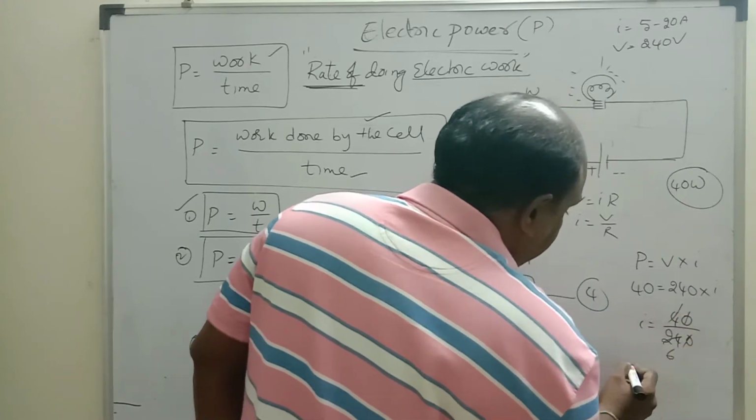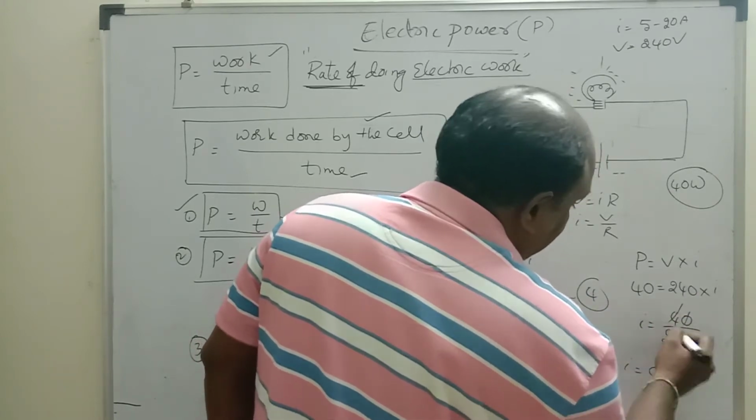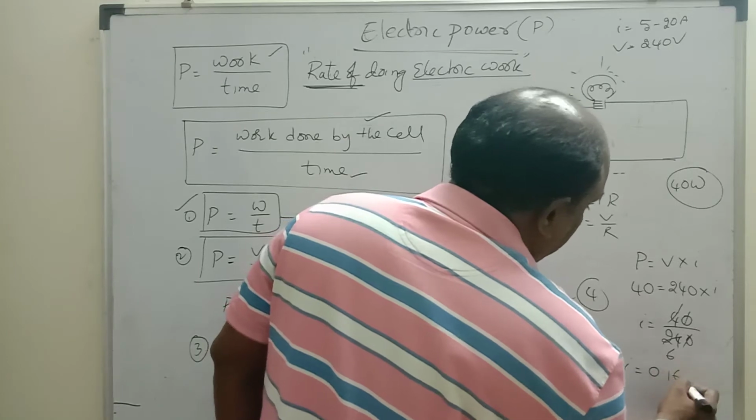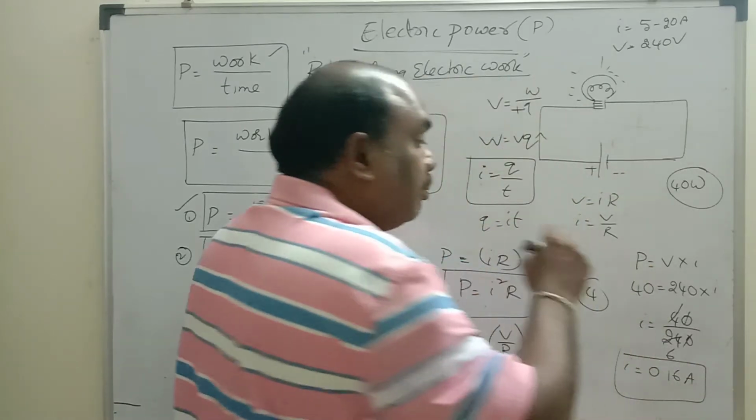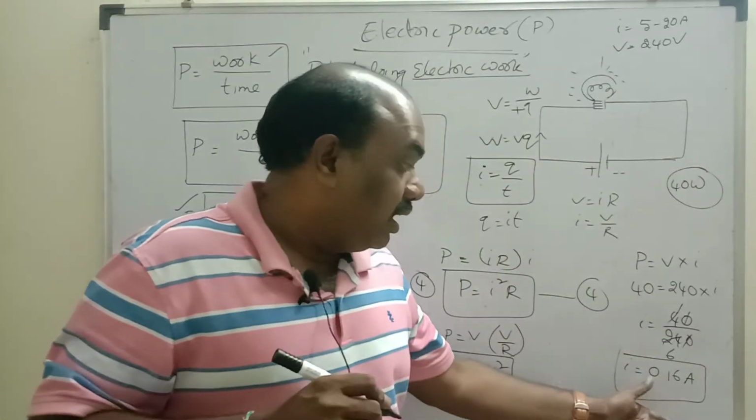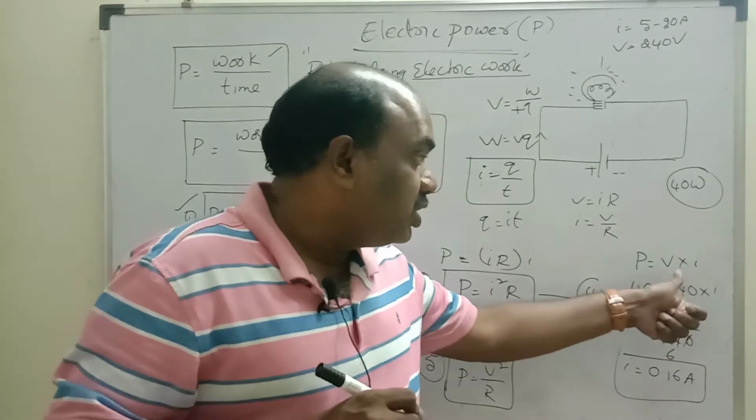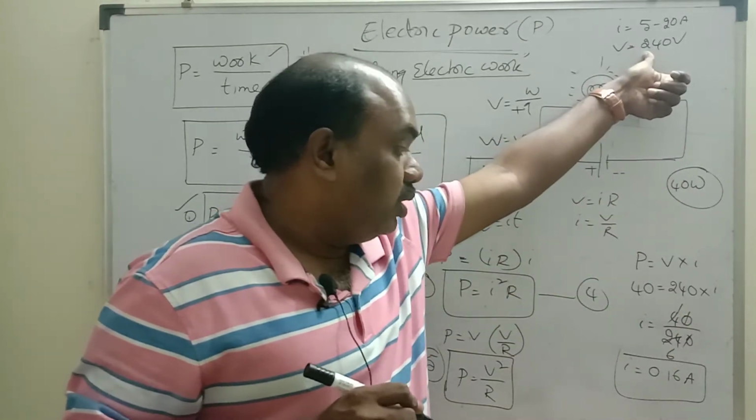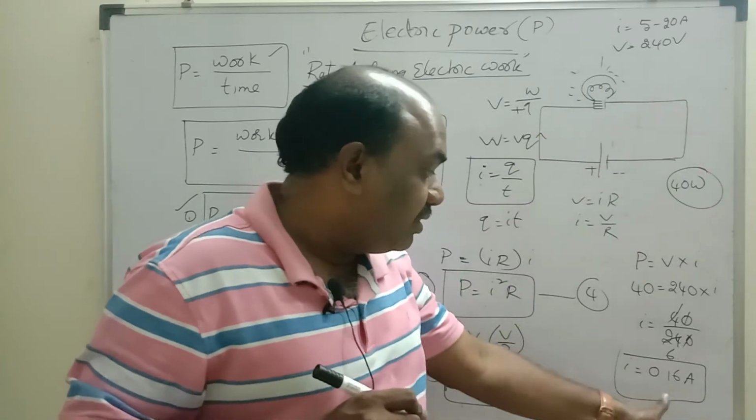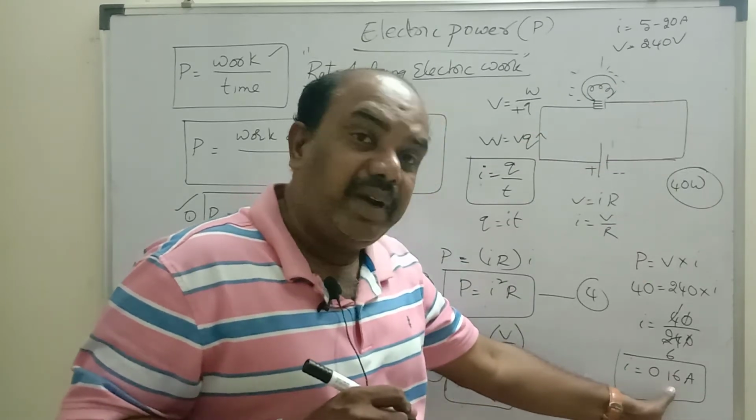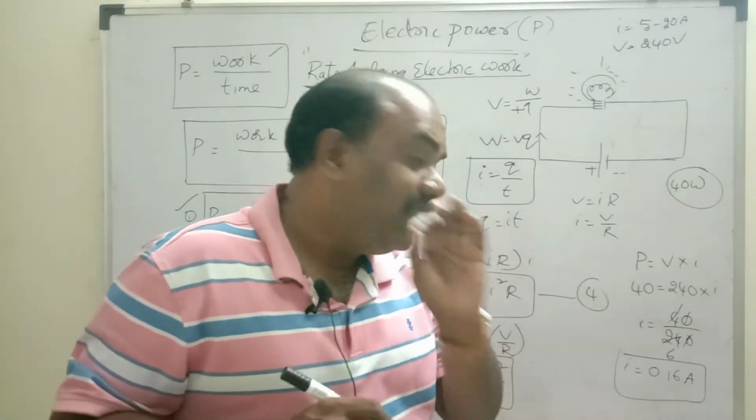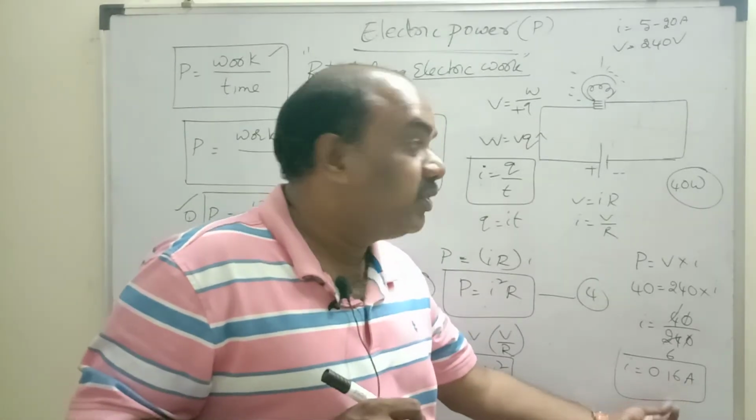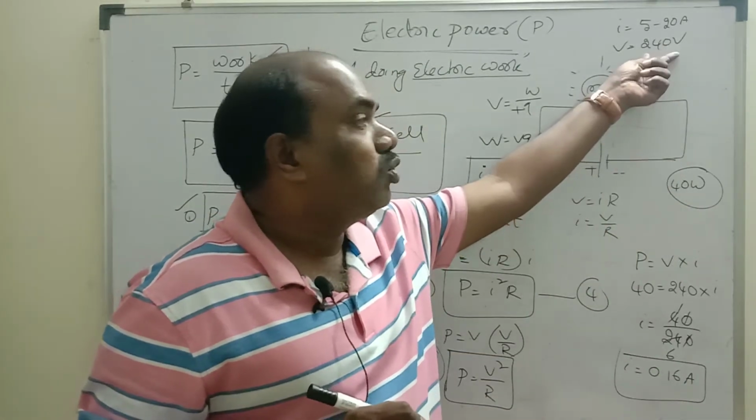0.04146. 1 by 6 means how much? 0.1466. 0.16 ampere. One more important interesting concept here. Current is very less, potential difference is more. 240 volt is the potential difference, and the current consumed by the tube light is only 0.16 amperes.